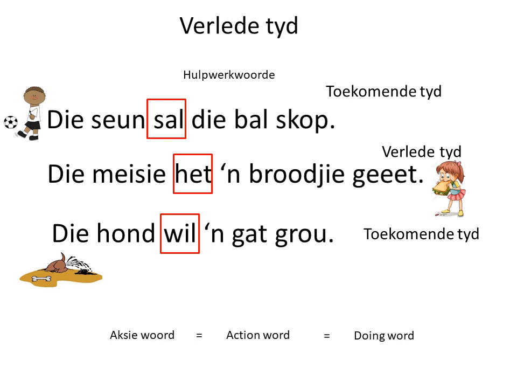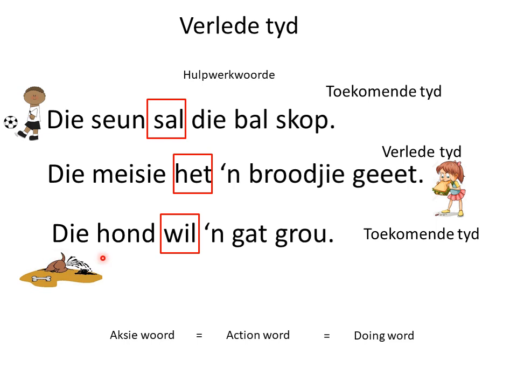So, a few examples of hulpwerkwoorde. Die seun sal die bal skop. Which one is the hulpwerkwoord? Sal. Which one is the main werkwoord? Skop. And this is an example of future tense, toekomende tyd. The second sentence, die meisie het 'n broodjie geëet. The hulpwerkwoord is het, and the main werkwoord is geëet. And this is an example of verlede tyd, past tense.